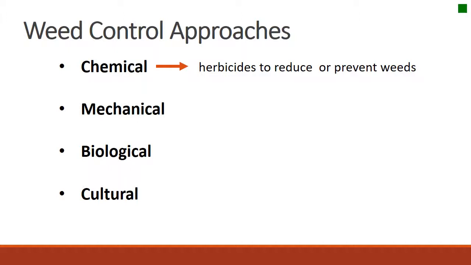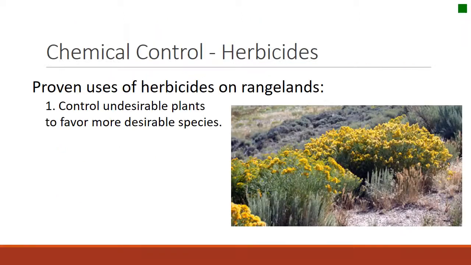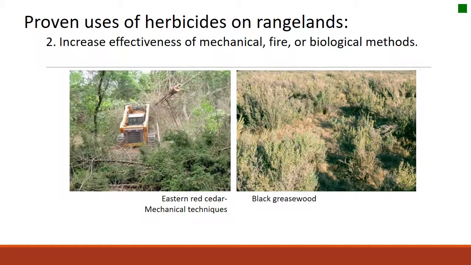So the different weed control approaches we talked about earlier, we're going to go over them in more detail now, starting with chemical. And this is, like I said, those herbicides that are used to reduce and prevent weeds. So first on our list for proven uses of herbicides on rangelands, we have controlling undesirable plants to favor more desirable species. We have increasing effectiveness of mechanical, fire, or biological methods when you use them in conjunction with chemical applications, such as if you were to go in there with a machine and remove some trees or some black greasewood, going through afterwards and spot treating certain areas with chemicals could prove pretty effective.